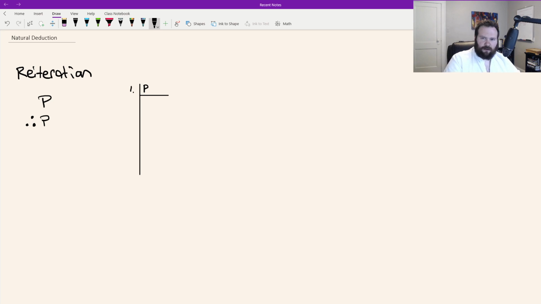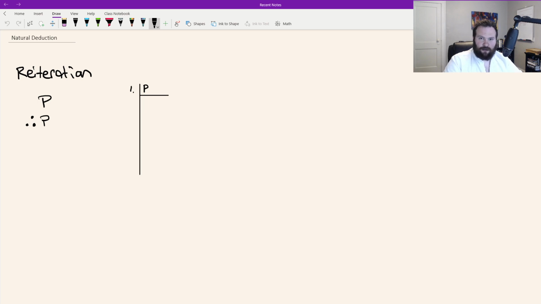What this horizontal line is doing is saying, I'm assuming everything above this line. Horizontal lines in this system indicate assumptions. So I'm assuming my premise, P, is true. Remember, just because an argument's valid doesn't mean that the premises are actually true. We have to assume that they're true to test validity. So let's assume it by putting it above that horizontal bar.